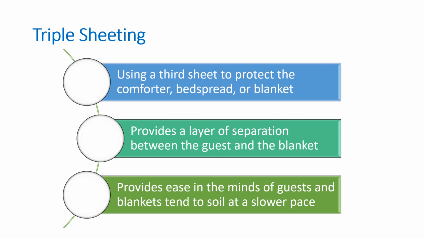Triple sheeting is using a third sheet as a layer of protection between the guest and the bedspread, comforter, or blanket. The reason behind this method is to avoid having to wash the bedspread, comforter, or blanket after every checkout. It also makes the guest feel a little bit more comfortable because they've got something clean in between something that probably wasn't washed. But it does help prevent germs and soils, and then the blankets are replaced less frequently because they're not as impacted.